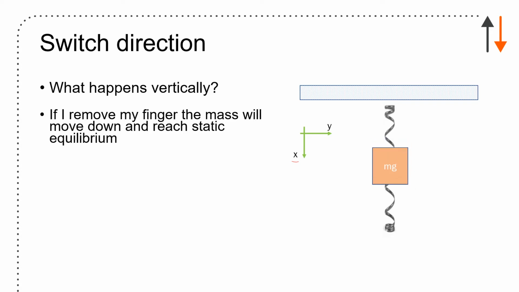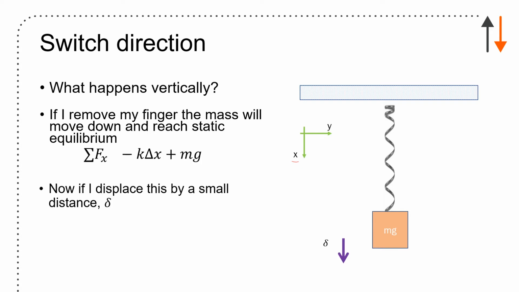If I remove my finger, the mass will move down and reach static equilibrium. It's pretty standard. Just do it slowly, make sure I don't have any oscillations, but it'll move down and reach some point. After I do that, I can say the sum of forces in x is equal to k minus k delta x plus mg equals 0. Okay, so that's my static equilibrium.